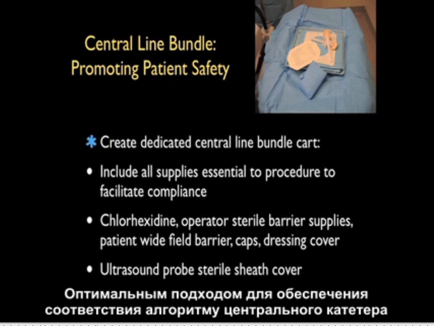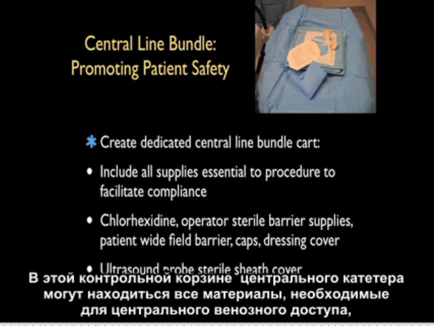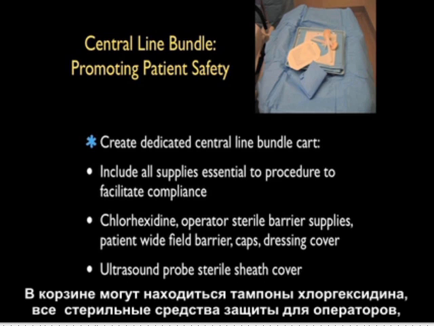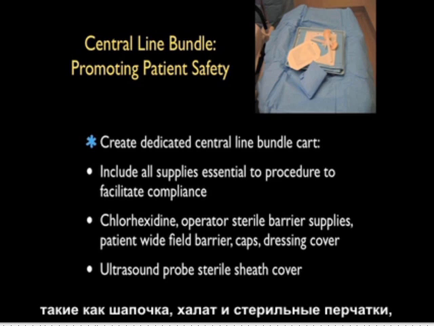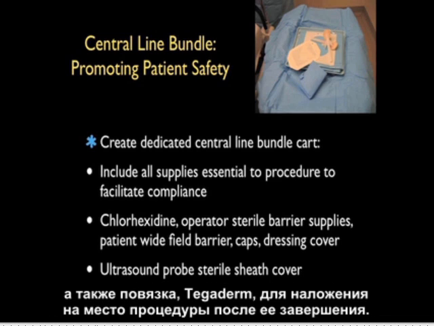An optimal approach to facilitate compliance with the central line bundle is to create a dedicated central line bundle cart that moves to the patient during the actual procedure. On this dedicated cart can be included all the supplies essential to central venous access to facilitate easy compliance with the steps. In the cart can be included the chlorhexidine swabs, all the sterile barrier supplies for the operator, such as the cap, gown, and sterile gloves, the wide field barrier for our patient, sterile caps to go on to the central venous catheter, and the dressing cover, the Tegaderm, to cover the site after the procedure is completed.